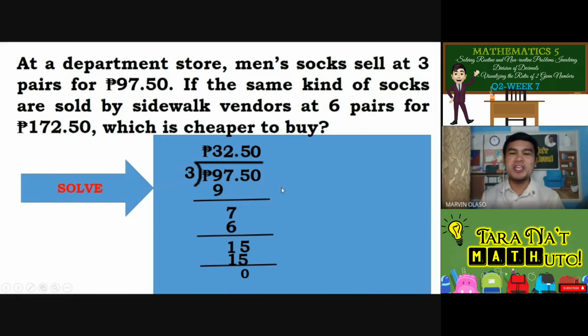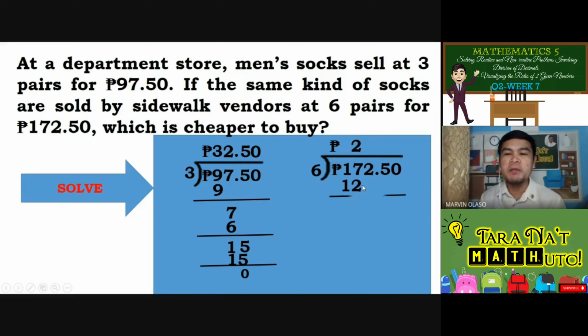Okay? Now, let's get the price at the sidewalk vendors. That is 172 pesos and 50 centavos, the price of 6 pairs. So, to get the price of one pair, we divide. Again, talking about money, we copy the peso sign, then divide 17, because 1 divided by 6 is 0. So, 17 divided by 6 equals 2, because 2 times 6 equals 12, a remainder of 5. Drop the next digit to make 52 divided by 6.